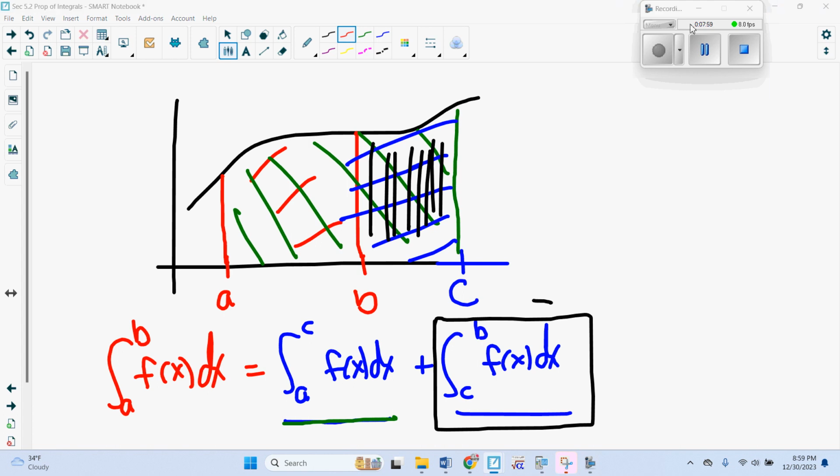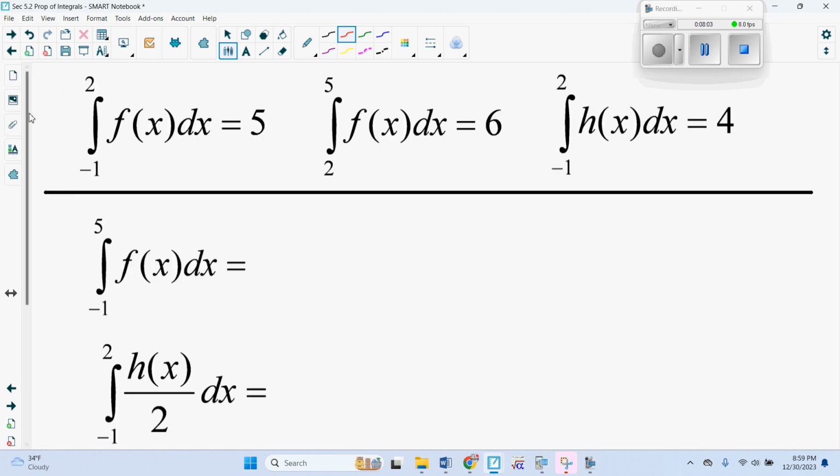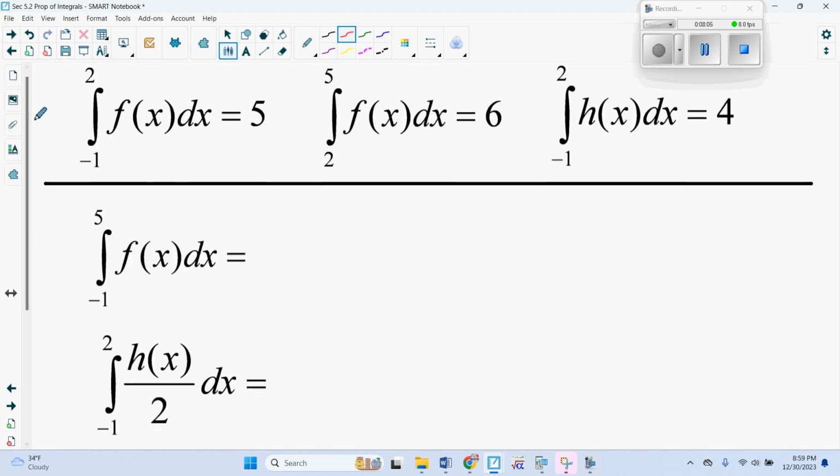for this property to still work. Okay, so let's use these properties to evaluate some integrals. So let's say we are given that from -1 to 2 of f of x dx is 5, 2 to 5 of f of x is 6, and -1 to 2 of h equals 4. We want to use those four properties to evaluate this integral. So we want the integral from -1 to 5.